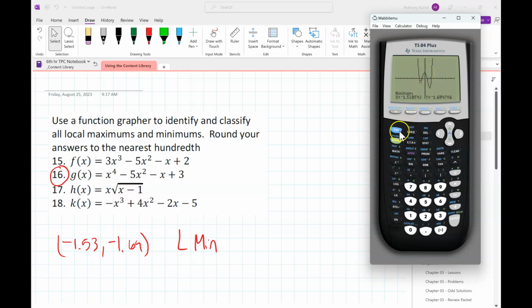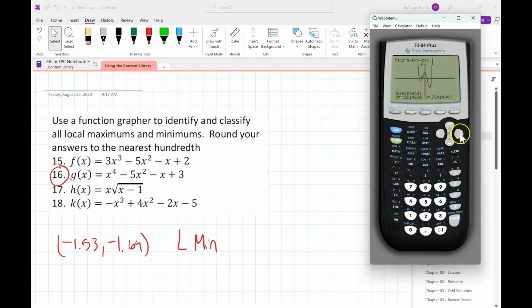Let's find that maximum next. So again, we're going second and then trace. From this menu, we're going to choose the maximum command. Shocking, I know. And we're going to do the same three questions: left bound, right bound, and guess. So here, again, we have extrema on either side of my maximum. So when I pick my left bound, I want to pick it somewhere between the maximum and the next extrema. So I don't want to go past that next extrema, but somewhere in that little section looks good.